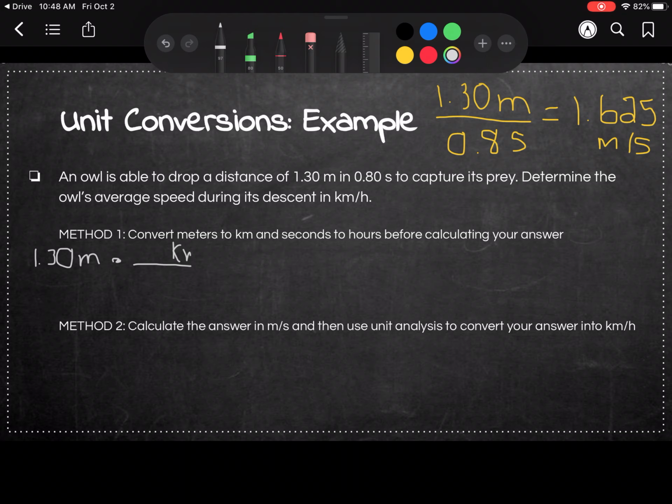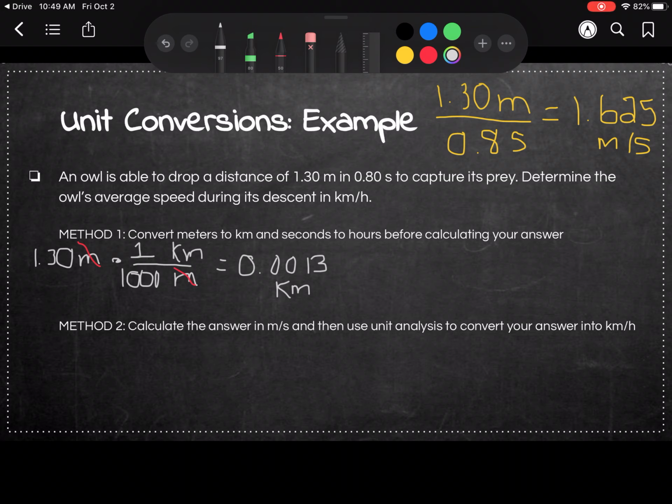What I want always goes on the top. What I want to get rid of is meters, so these will be on the bottom to cancel that out. And we need to do a conversion factor. 1 kilometer is 1,000 meters, and you can see that on the previous slide. So when I do this calculation, I get 0.0013 kilometers.